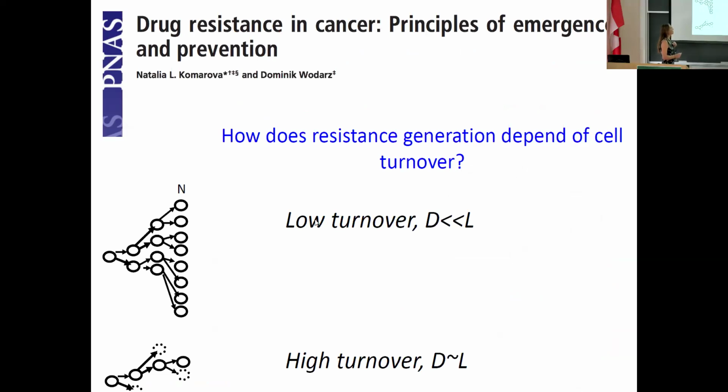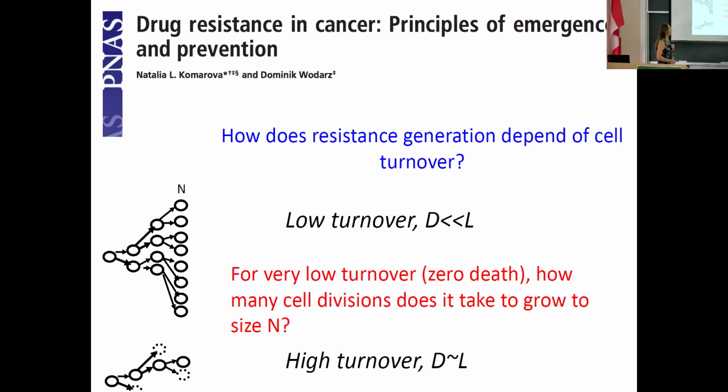So how does resistance generation depend on cell turnover? Cell turnover is a ratio between division rate and death rate. A low turnover colony is a colony that grows and cells rarely die. A high turnover colony is when cells die all the time, but they still grow. So there is a difference. And so the first question: for very low turnover, or 0 death, how many cell divisions does it take to grow to size n?